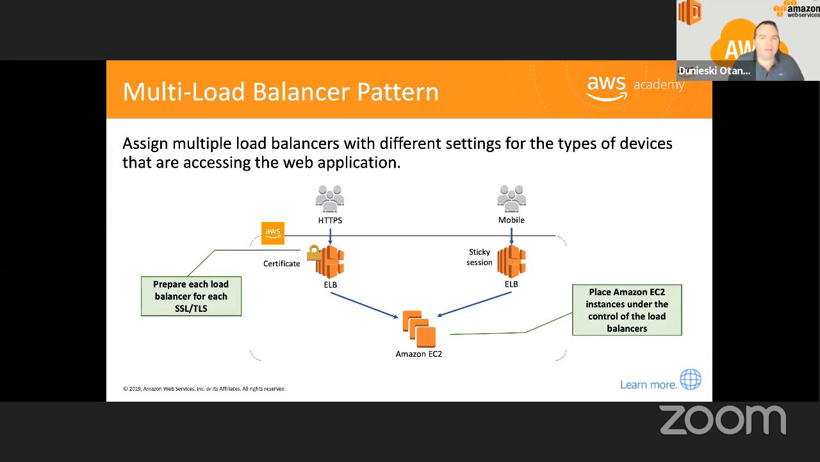Now, the multi-load balancer pattern. Assign multiple load balancers with different settings for the types of devices that are accessing the web application. Here we have two elastic load balancers. One is for HTTPS, getting any secure request using port 443. And you also have another elastic load balancer only for mobile requests coming from a mobile device.